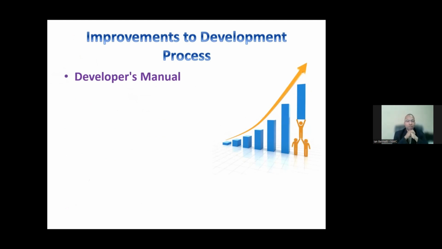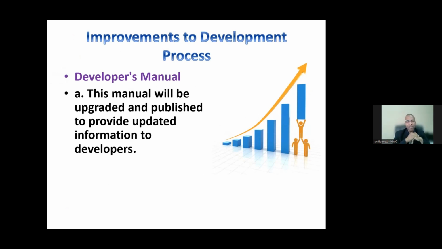Our developer's manual. When I looked at our developer's manual, there are some things in it which are outdated, and we need to upgrade it and publish it so that you all can have what our expectations are upfront as a manual. We also need to make it available online. We're in the process of upgrading that manual now, and we really, really hope to get it out before the end of the year. And that's not the financial year, that's the calendar year.